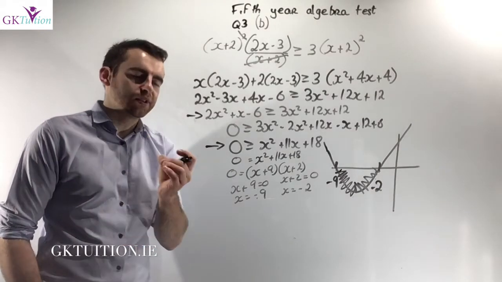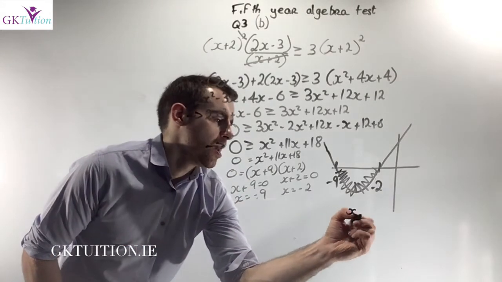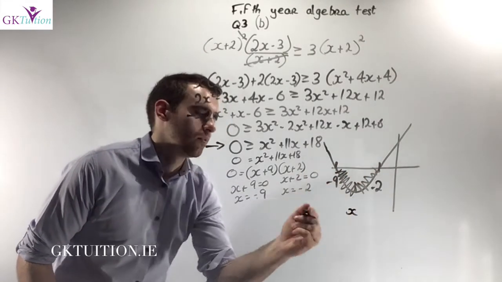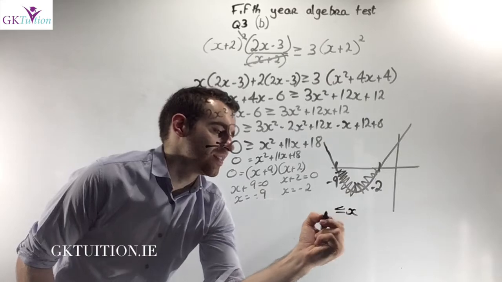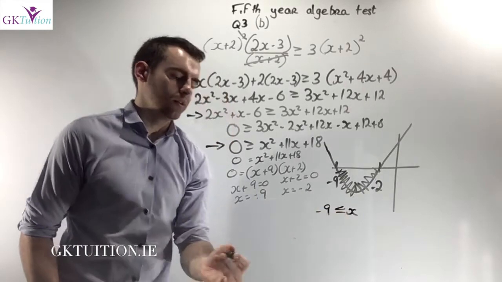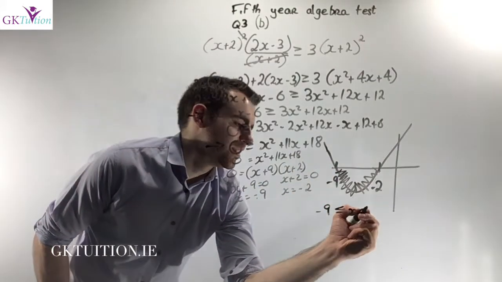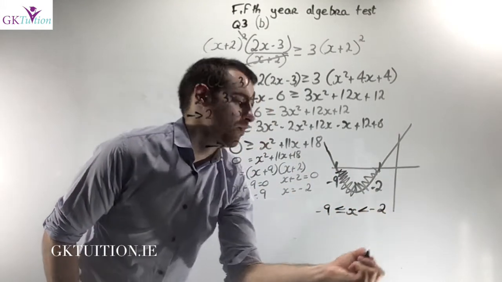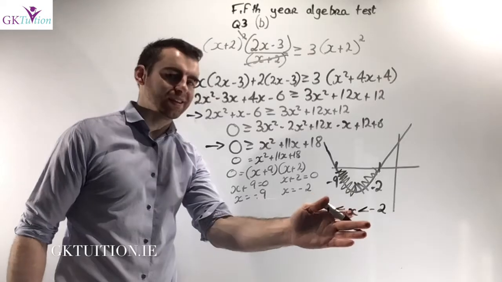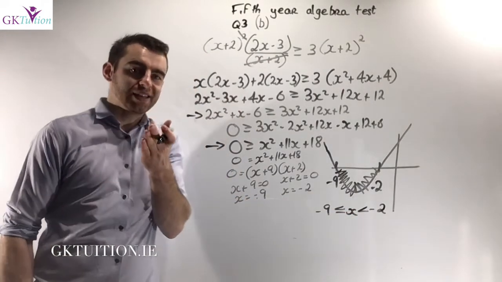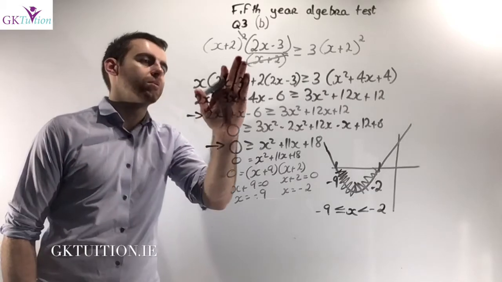So what I need to do now is write that as an inequality. I can say that x, in this region, is to the right of minus 9, or in other words, x is greater than or equal to minus 9. And if it's to the left of minus 2, I can say that it's less than minus 2. Now I cannot say that it is less than or equal to minus 2 because it actually says in the question that x can't be equal to minus 2.